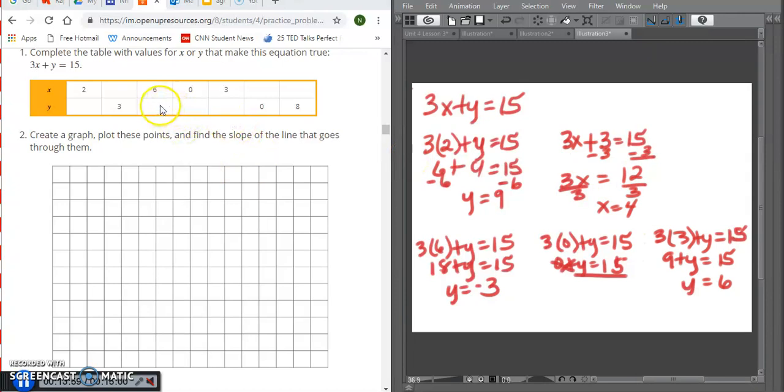When I plugged in 6, the y is equal to negative 3. When I have 0, y is 15. When I have 3, y is 6. Now if I plug in a 0 for y, I'm going to have 3x plus 0 equals 15. And remember, I don't have to write the plus 0, so that's just 3x equals 15. Divide by 3, and x is going to be equal to 5. So I will put a 5 right here.